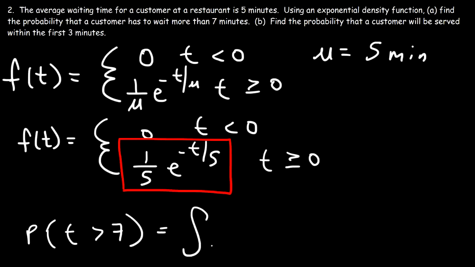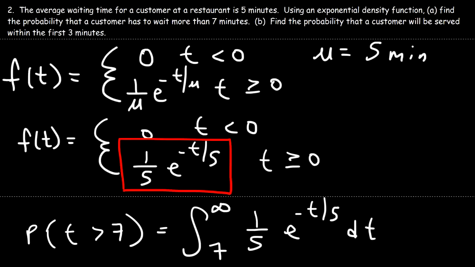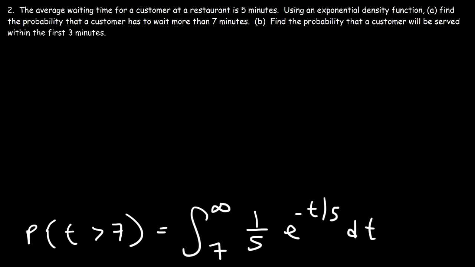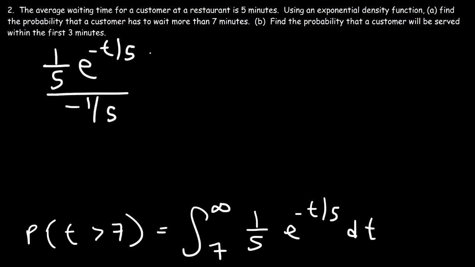So we need to find the definite integral from 7 to infinity of f of t dt, or 1 over 5 e to the negative t over 5 dt. So this is the integral that we need to evaluate. So let's find the antiderivative of e to the negative t over 5. So it's going to be e to the negative t over 5 divided by the derivative of negative t over 5, which is negative 1 over 5. We're going to evaluate this from 7 to infinity.